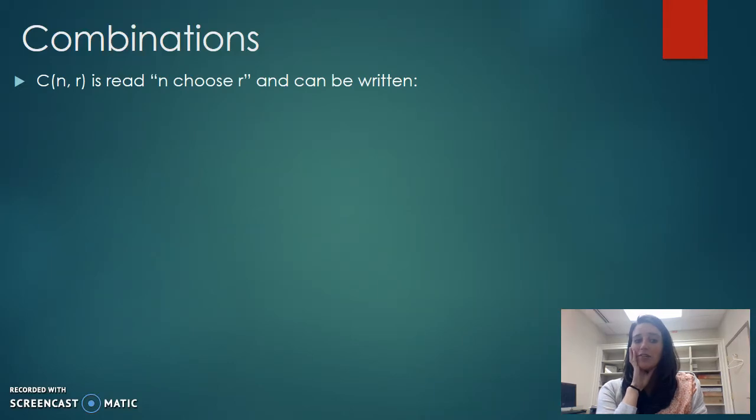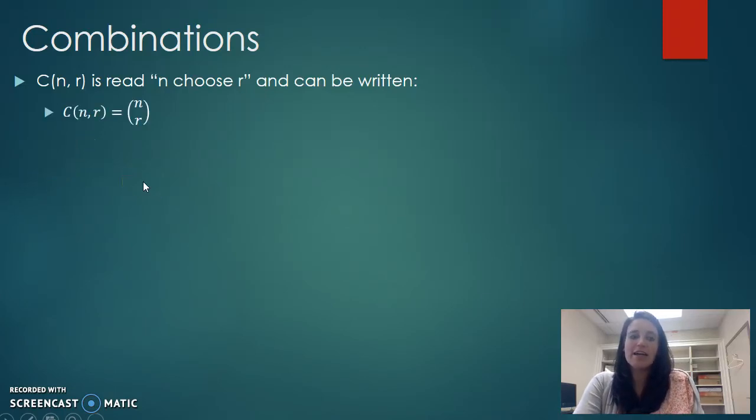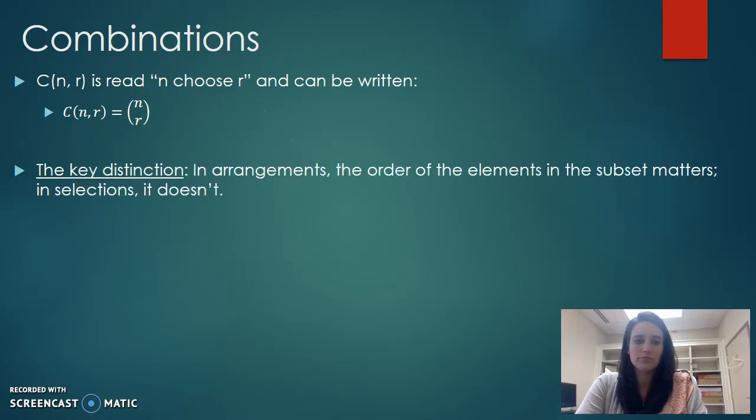When you read C of N comma R, you actually read it as N choose R. And the other notation for that is this kind of column vector. It looks like a parenthesis with N over R. So we read this as N choose R. The key distinction, and this is very important: in arrangements, the order of the elements in the subset matters, and in selections, it doesn't.